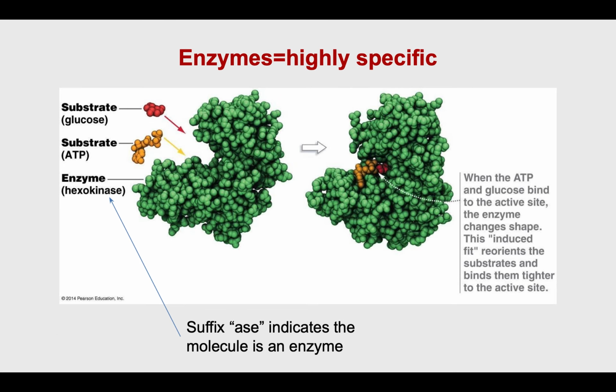This is what's called an induced fit. It's very specific for the substrates. The substrates go into the enzyme and it performs an induced fit because it's so specific for that substrate that it reorients them together in a way that's going to allow that reaction to occur. Specificity is important here. Just a quick side note, if you ever see the suffix -ase, that typically denotes an enzyme. So, hexokinase.